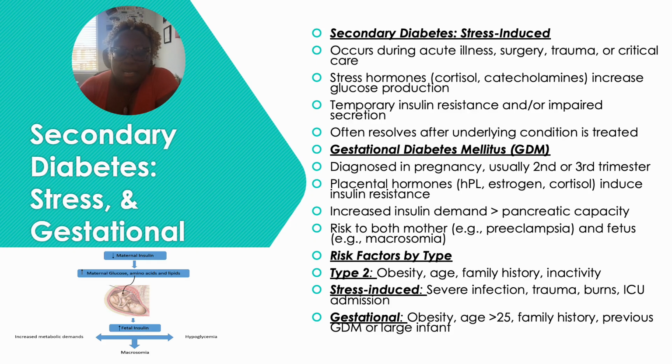Risk factors by type. So type 2 diabetes, risk factors are usually obesity, age, family history, or inactivity, a sedentary lifestyle. Stress induced: we'll see that in our patients that have severe infections, trauma, burns, or ICU or IMC admissions. Gestational: obesity, age greater than 25, family history, previous gestational diabetes, or a large infant.